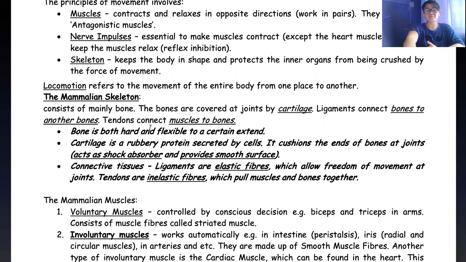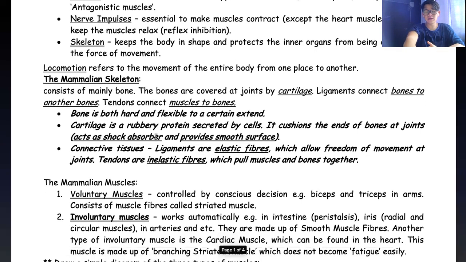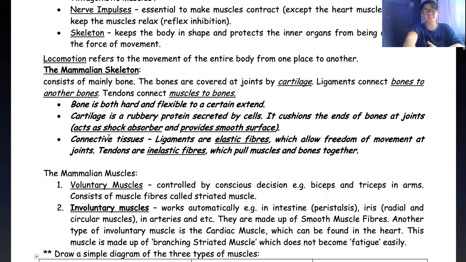So here, bone is hard, flexible to a certain extent. Cartilage is a rubbery protein secreted by cells. It cushions the ends of the bones at joints, acts as a shock absorber, and provides a smooth surface. We'll have a look later when we look at our synovial joints. And connective tissues are essentially made up of your ligaments and tendons.